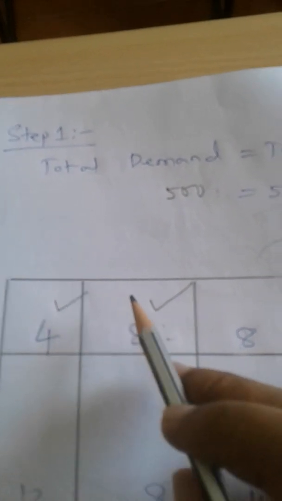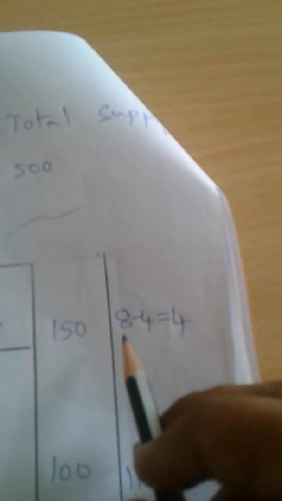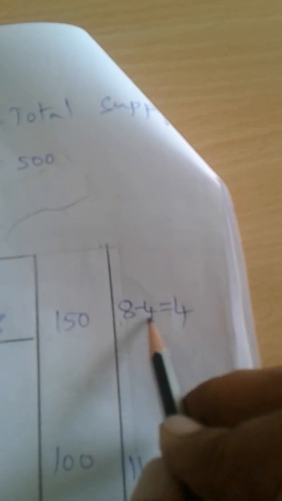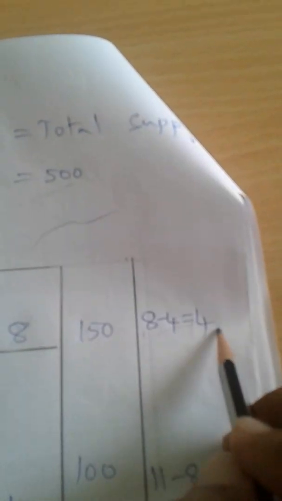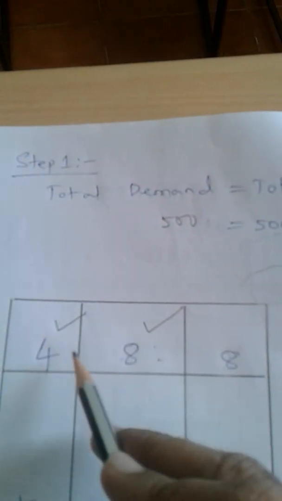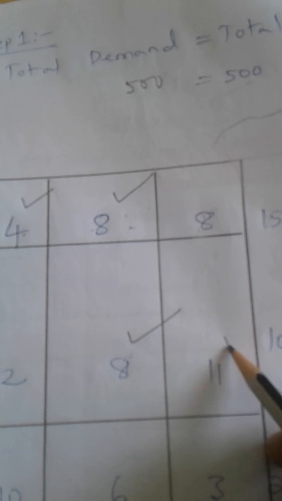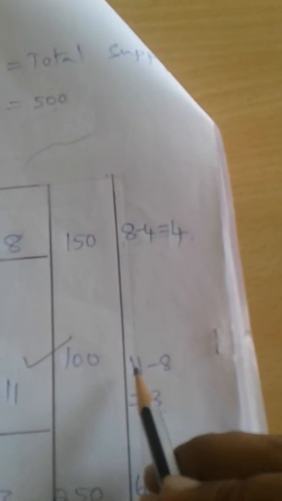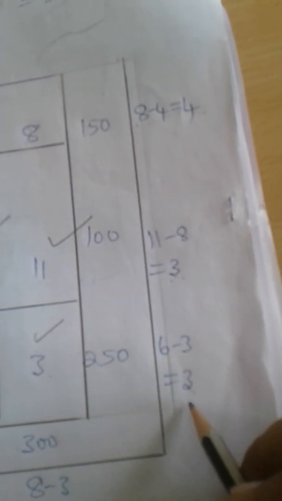After doing that, the next step is we are supposed to determine the difference between those two. 8 minus 4 is 4. Similarly, for the second row, the first least cost is 8 rupees, second least cost is 11 rupees, so the difference is 3. For the third row, the first least is 3, second least is 6, difference is 3.